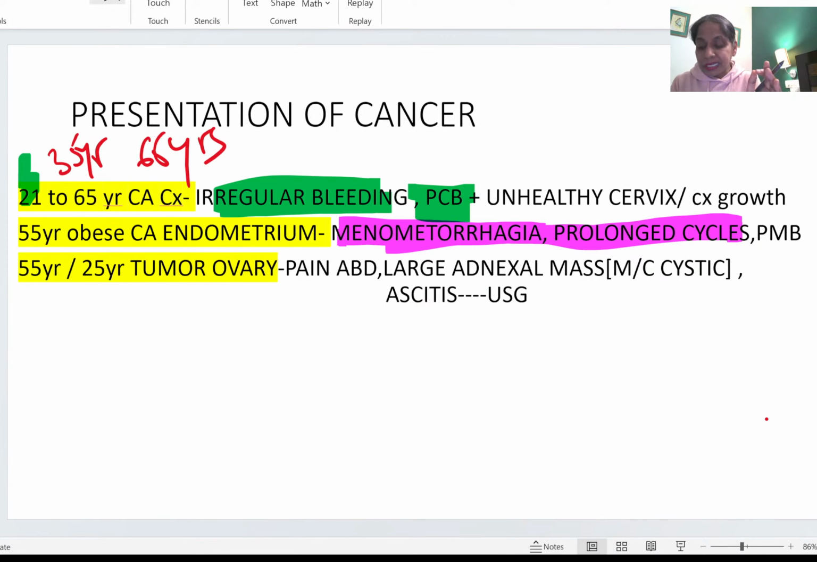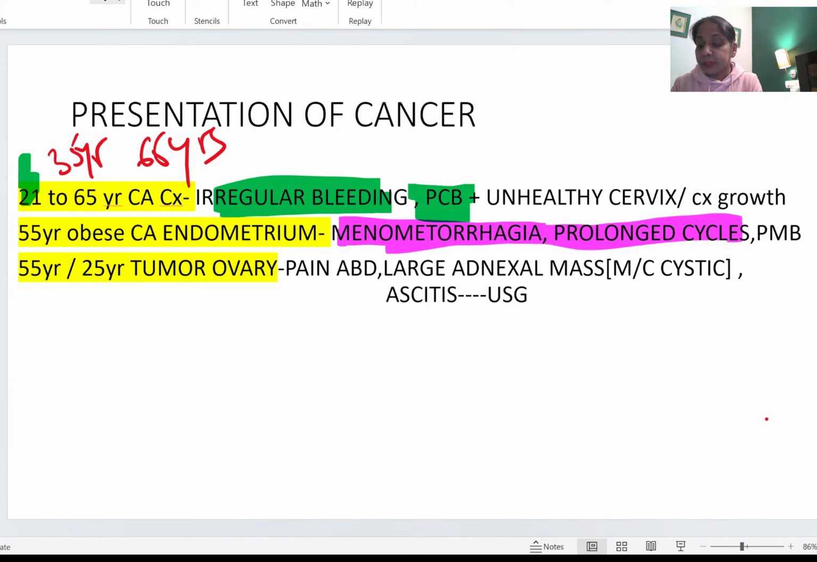Once again, here I would like to remind you, this is one of the very confusing questions students keep asking me again and again. Most common cause of post-menopausal bleeding. All of you who are watching, please write in the chat box. Most common cause of post-menopausal bleeding, and most common cause of post-coital bleeding. Write down. And the second most common cause of post-menopausal bleeding, write down here in the chat box.